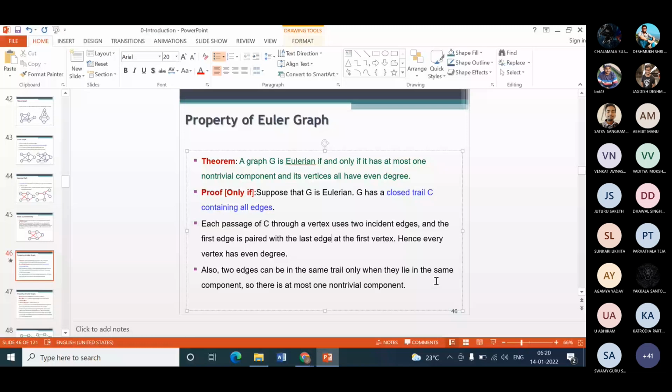This proof is very straightforward. The involved proof is the other way around. Now, what is the if part? The if part says that suppose you are given a graph having a single non-trivial component and all its vertices are of even degree. Now your task is to prove that this graph is Eulerian. If you want to prove that the graph is Eulerian, it means you have to find a closed trail C which will contain all the edges. That is something you need to do.